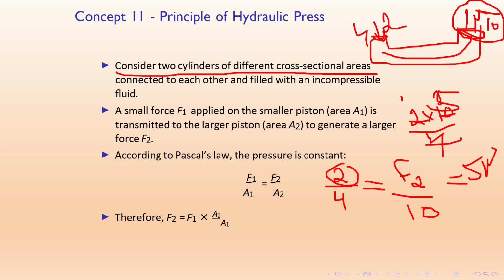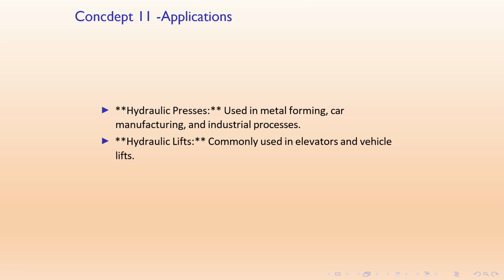Car mechanics or bike mechanics keep vehicles on a certain platform and press a machine where they apply force. So let us see the applications. What are the applications? As we said, the hydraulic press is used in metal forming, car manufacturing and industrial processing. And as already said, hydraulic lifts are commonly used in elevators and vehicle lifts.